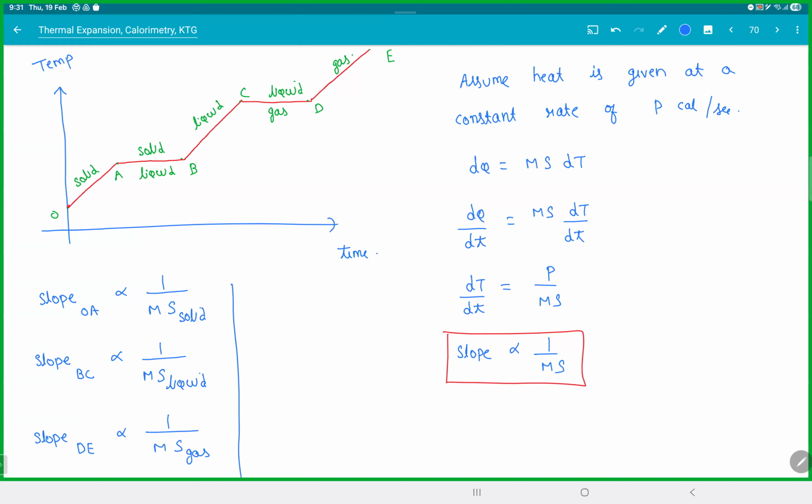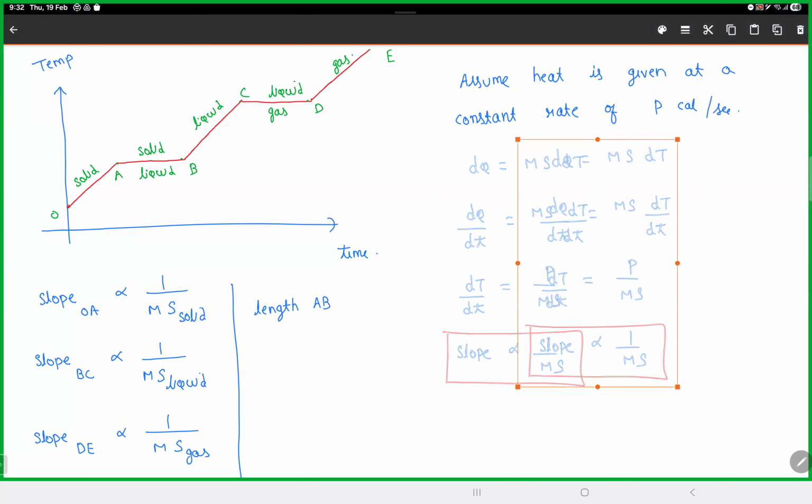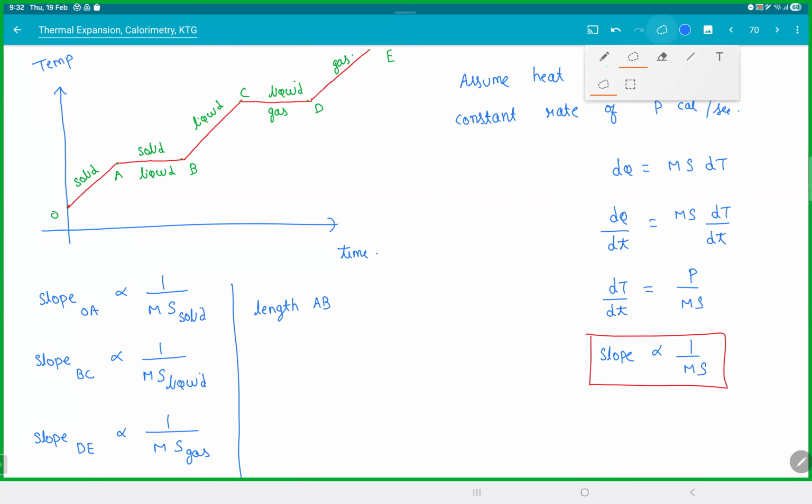Similarly, what does that length AB tell you? Understand the meaning of this AB. A to B is a phase change. So the longer the length means more time it took to melt the solid to liquid. So the length AB is proportional to latent heat of fusion. The longer the length, meaning more time you took.